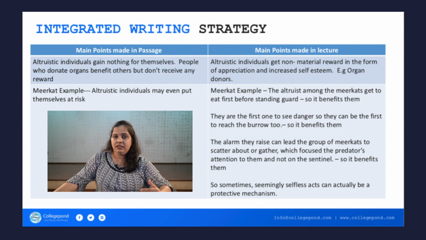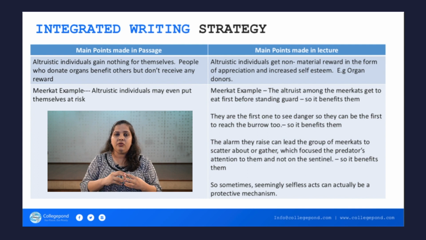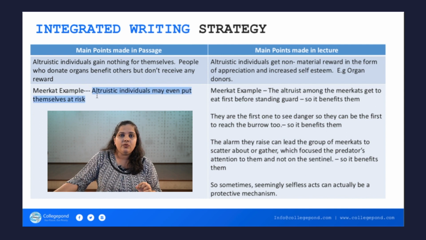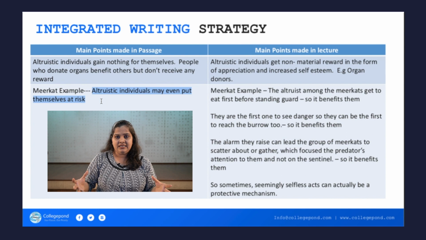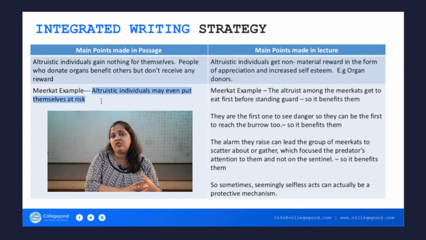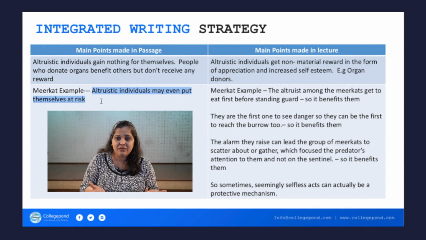Now, when I move ahead in the passage, I see that they have given a lot of space and time to the meerkat example. The altruistic individuals may even put themselves at risk. That is the point that they are making through the meerkat example, because there's a lot of detailing in that example, right? That example talks about how the sentinel meerkat is actually losing out because everybody else is out foraging for food, and this sentinel meerkat is just guarding. So he's basically the loser. He's sacrificing the food, and for what? Right? That's the point made in the passage.